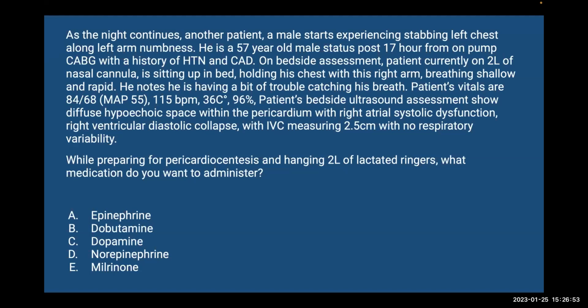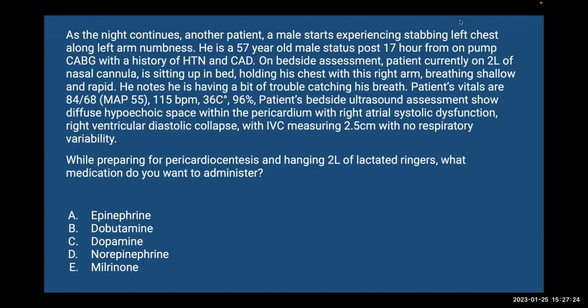I can read this. As the night continues, another patient, a male, starts experiencing stabbing left chest pain along with left arm numbness. He's a 57-year-old male, status post 17 hours from on-pump CABG, with a history of hypertension and CAD. On bedside assessment, the patient is currently on 2 liters of nasal cannula, sitting up in bed, holding his chest with his right arm, breathing shallow and rapid. He notes he is having a bit of trouble catching his breath.